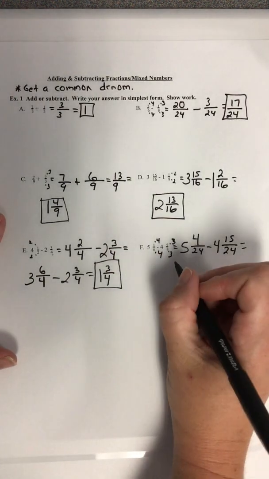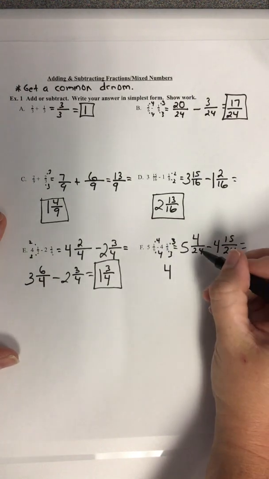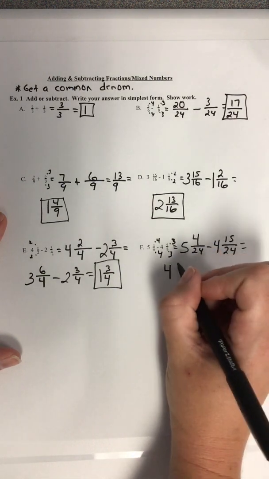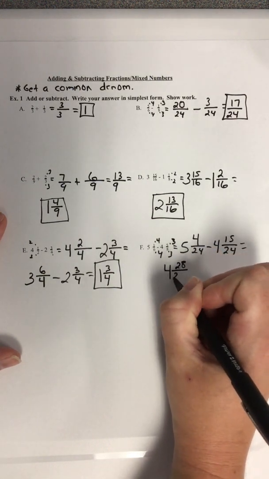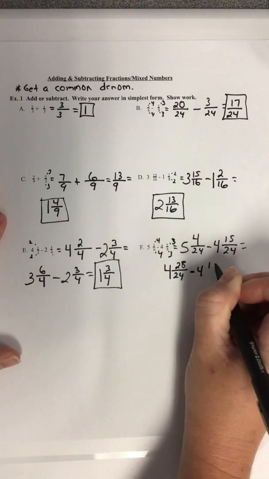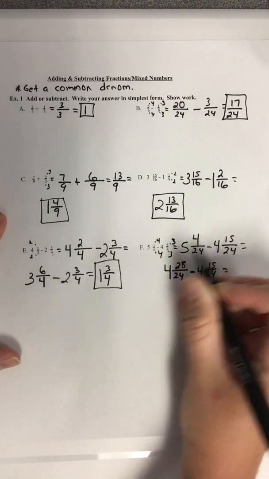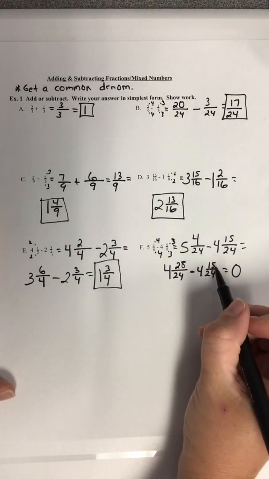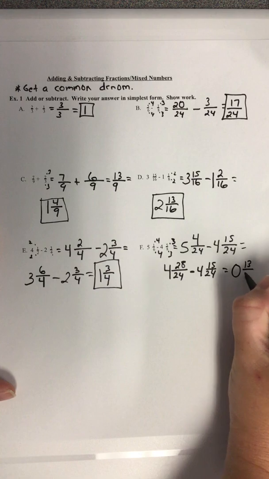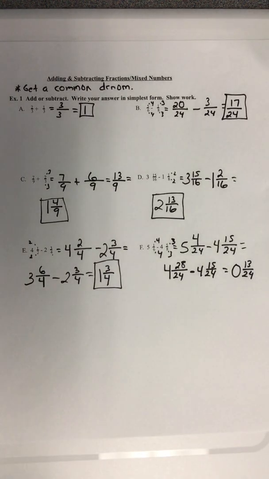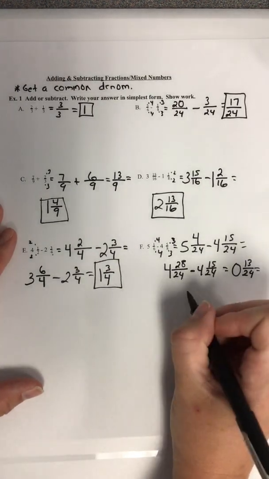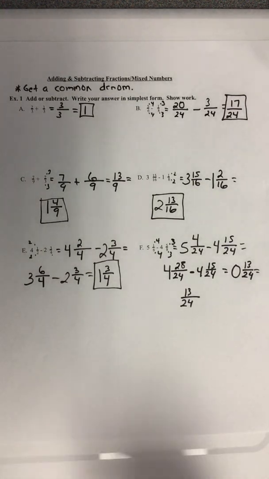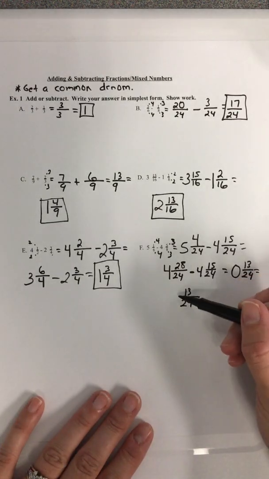I'm going to reduce the 5 down by 1. It's going to be 4. Add my denominator to my numerator. So 24 plus 4 is 28 over the 24 minus 4 and 15 24ths. And now I'm not going to have that problem. 4 minus 4, that's 0. 28 minus 15, that's 13. Now, of course, if I have 0 and 13 24ths, that really means I just have 13 24ths. And is there anything that goes into 13 and 24 other than 1? No. So my answer is, in fact, in simplest form.